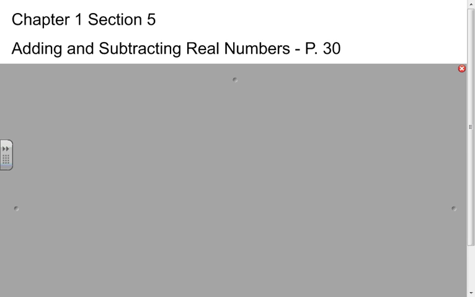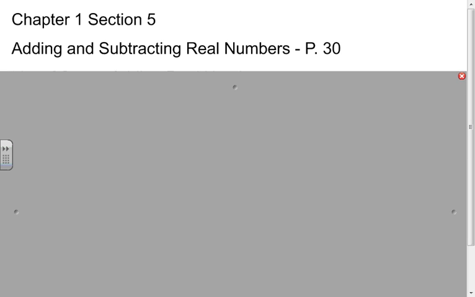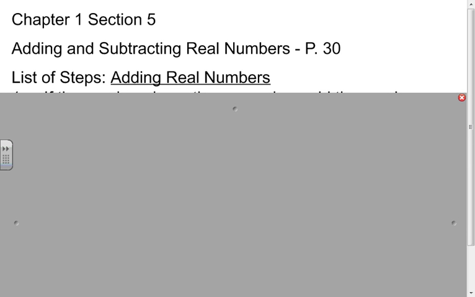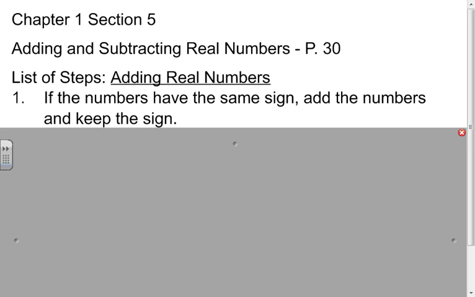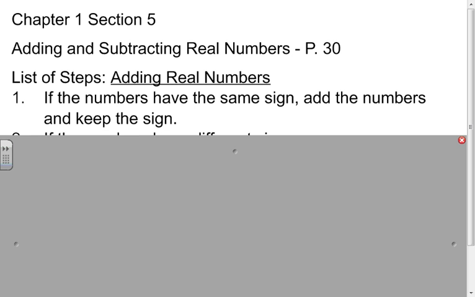But there's lots of mistakes when you get to algebra that students make when they're just trying to add and subtract, especially when you start changing the signs of the numbers. So we're going to start with the list of steps for adding real numbers. If the numbers have the same sign, add the numbers and keep whatever the sign is. I'll give you examples of how to use these here in a second.